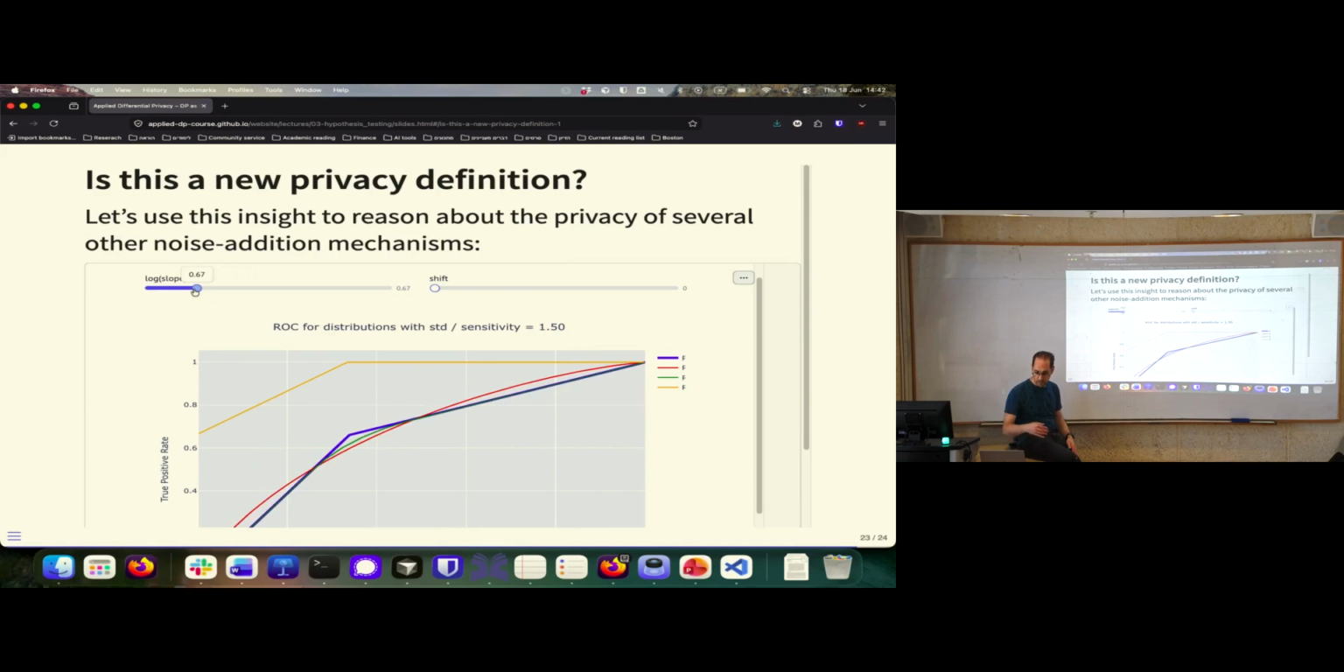Is the orange line pure DP for any parameter epsilon? Which line? The top one. No. Sorry, no, right? Regardless, except for infinity, anything below infinity, it can't be.